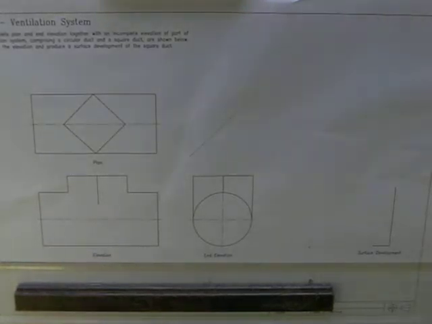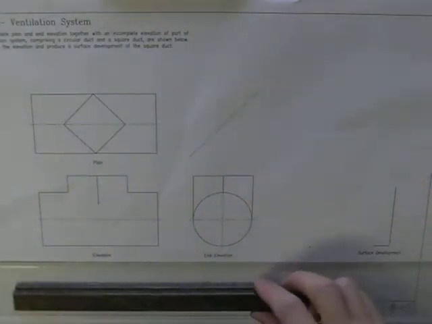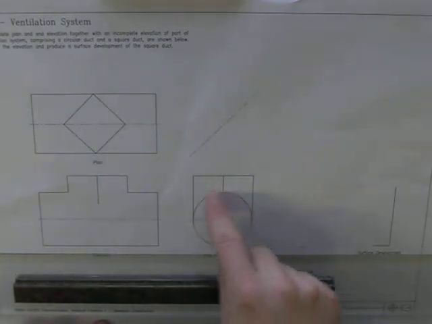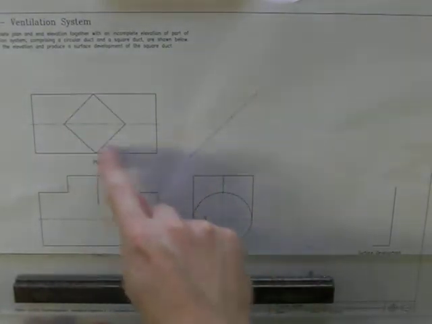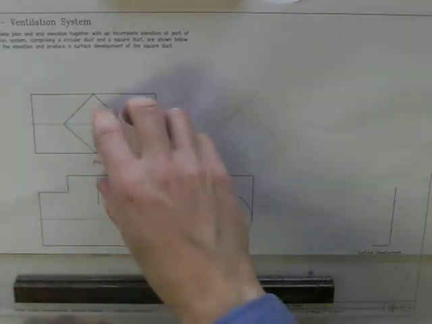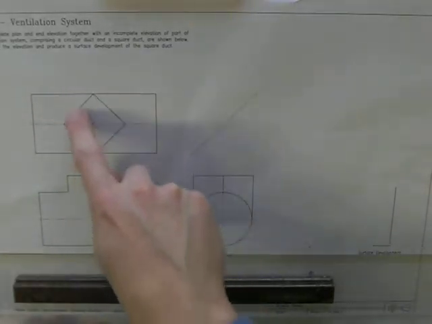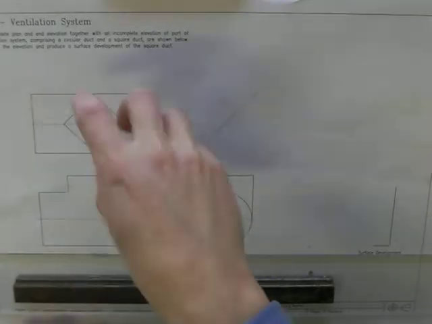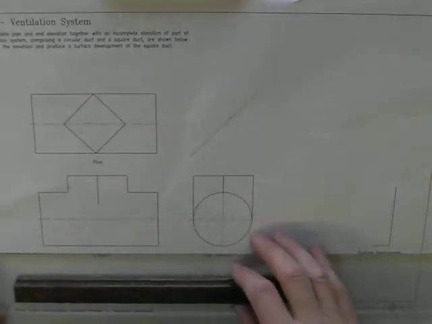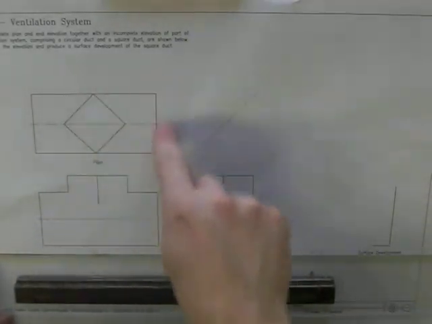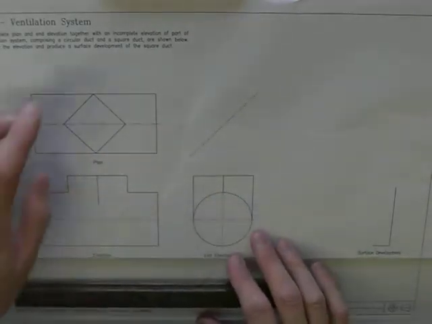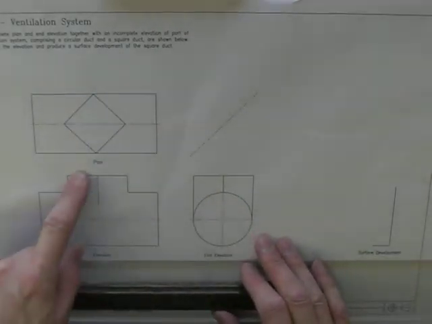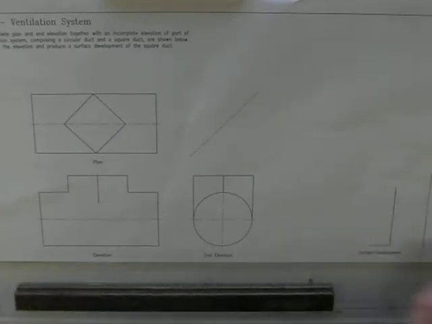Okay, this is I15, the ventilation system. What we've got here is a pipe which has got a square based prism, which is basically penetrating the surface of the curve, and what we've got to do is draw what the elevation looks like, the completed elevation, and then we've got to do the surface development of it.